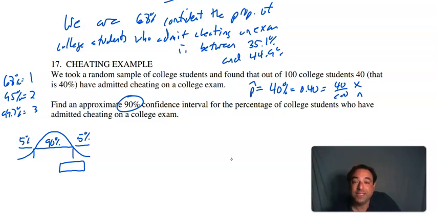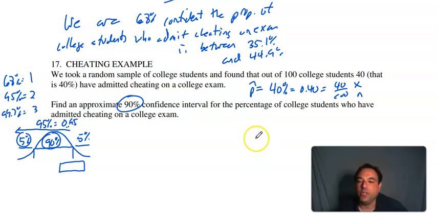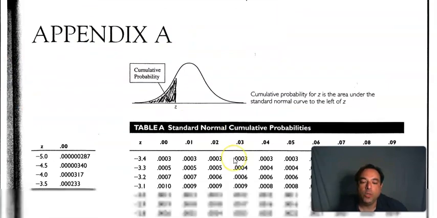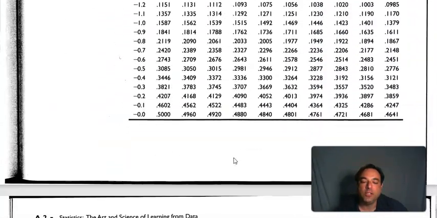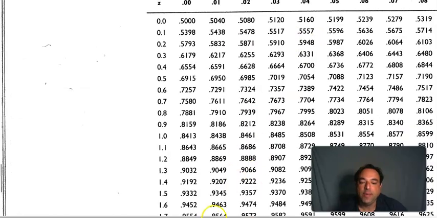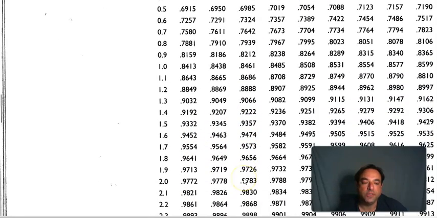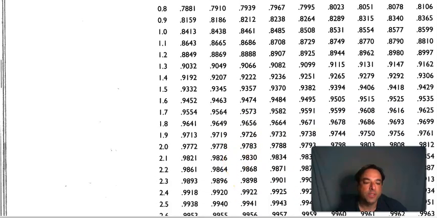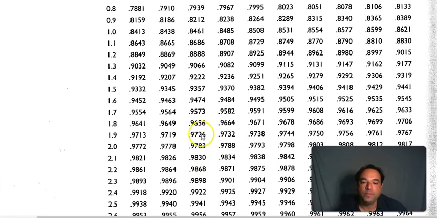And remember, when we go to the z table, we're looking for the area to the left. So the area to the left would be 90 plus 5, which would be 95%, 0.95. So to find that 0.95, we're going to go to the table. We're going to look in the center, and we're going to find the closest to 0.95. It may be between two, but we're going to look for the closest.